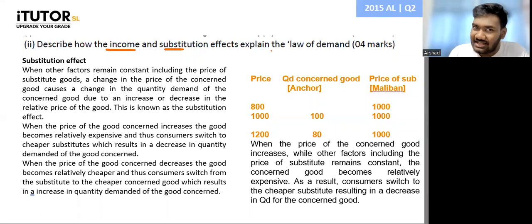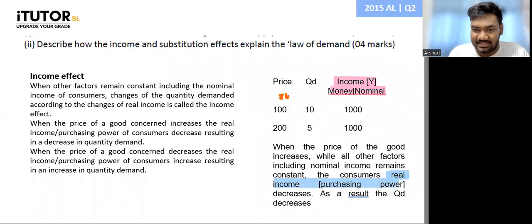Not needed. You can just talk in general about substitution effect and income effect. So you can start the answer by saying the law of demand is that there is a negative relationship. The reasons for the law of demand are substitution and income effect. Then you can explain these two effects. That can be your answer structure.